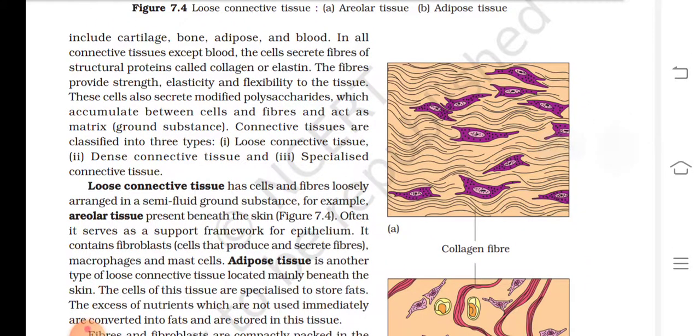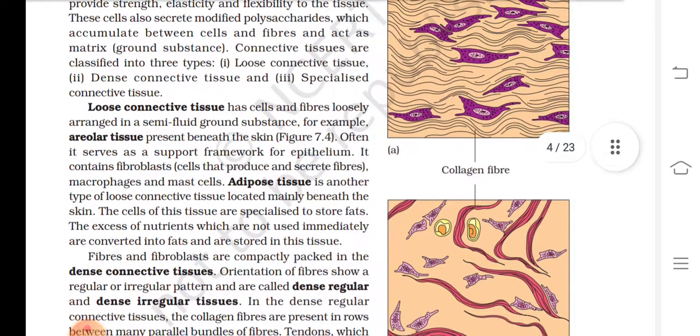Loose connective tissue has cells and fibers loosely arranged in a semi-fluid ground substance. For example, areolar tissue present beneath the skin, that is given in figure 7.4. Often it serves as a support framework for epithelium. It contains fibroblast cells that produce and secrete fiber, macrophages, and mast cells. Adipose tissue is another type of loose connective tissue located mainly beneath the skin. The cells of this tissue are specialized to store fat. The excess of nutrients which are not used immediately are converted into fats and are stored in this tissue.